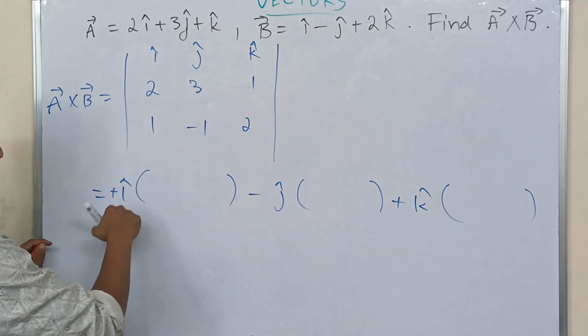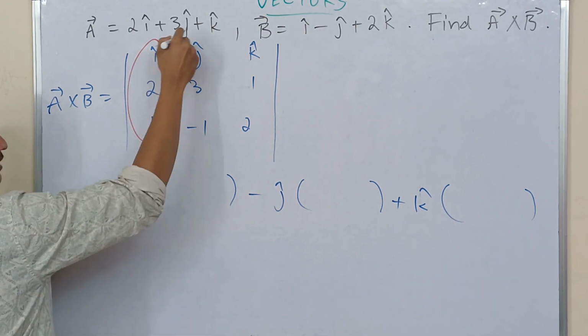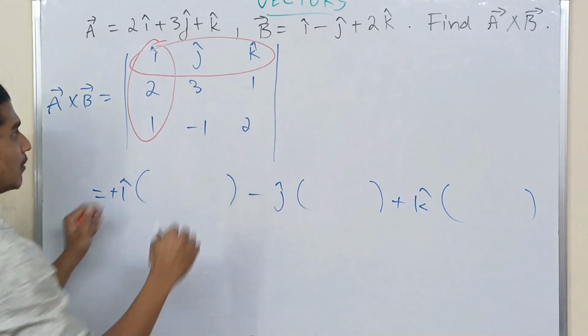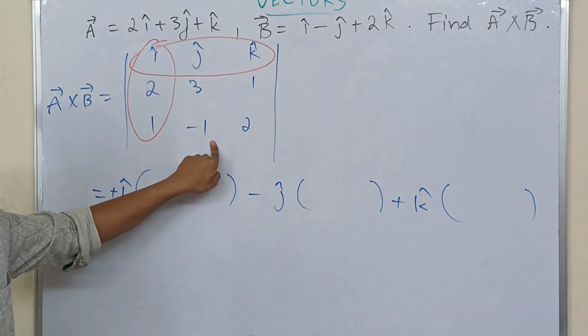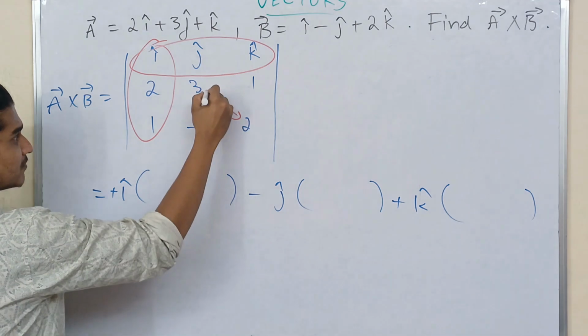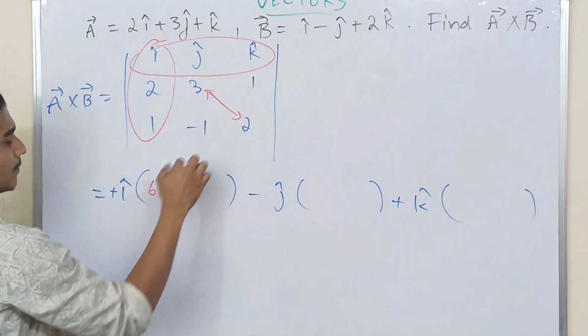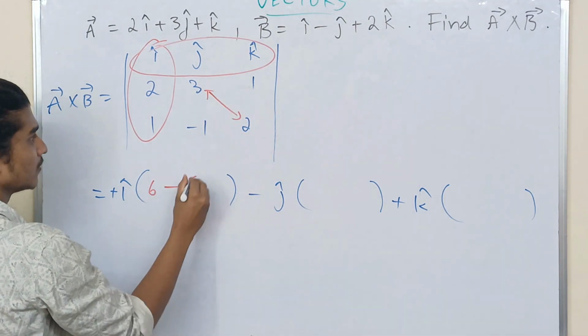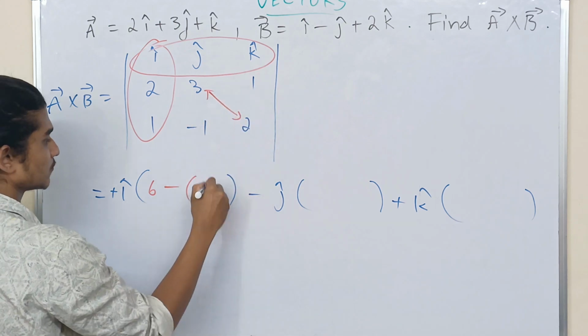Next, you're going to go for the first one, which is i cap. Cancel the corresponding row and column. We're left with these four particular numbers, and then apply the operations accordingly. So this number into this number, which is 3 into 2, 6, minus this number into this number, 1 into minus 1, which is minus 1.